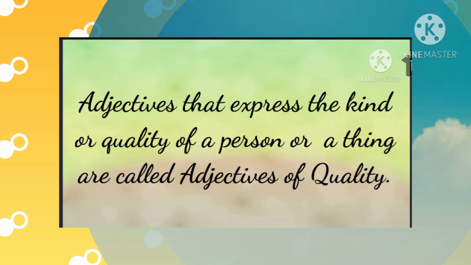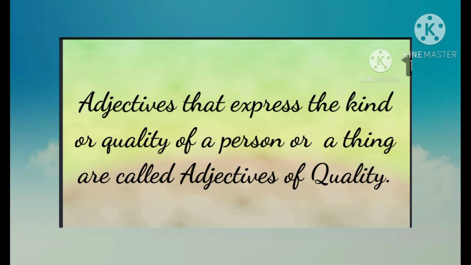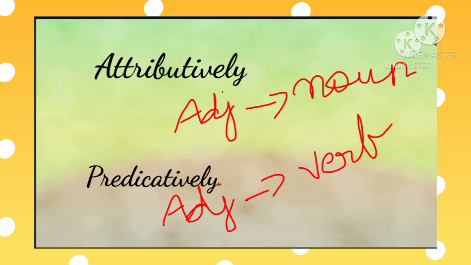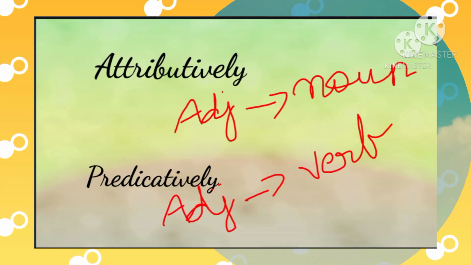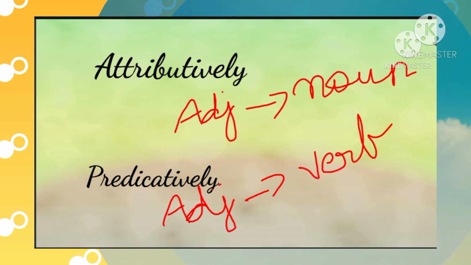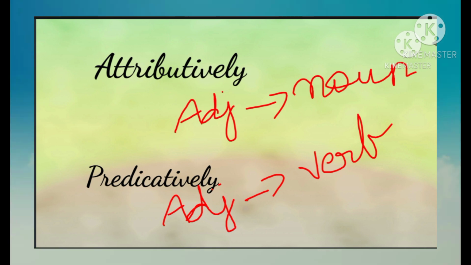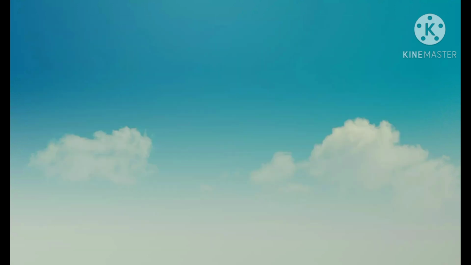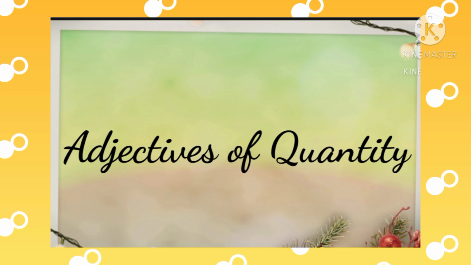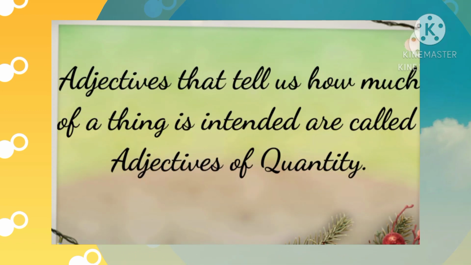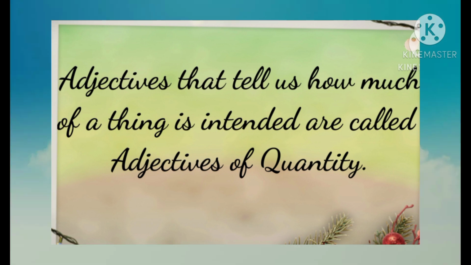Adjectives that express the kind or quality of a person or a thing are called adjectives of quality. And we know that adjectives of quality may be used in 2 different ways. They are attributively and predicatively. In attributively, the adjective is used along with the noun. And in predicatively, the adjective is used along with the verb. Then we learned about adjectives of quantity. Adjectives that tell us how much of a thing is intended are called adjectives of quantity.